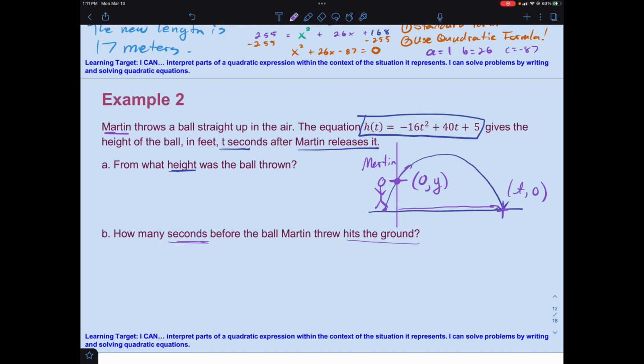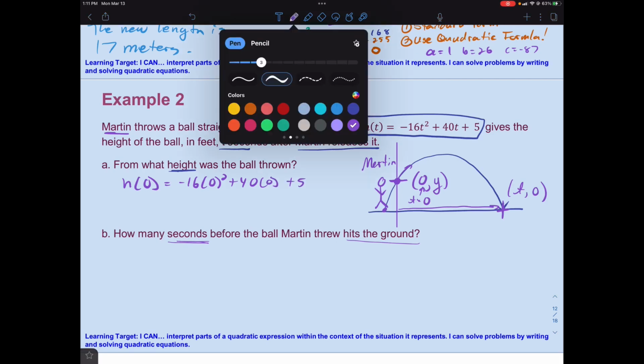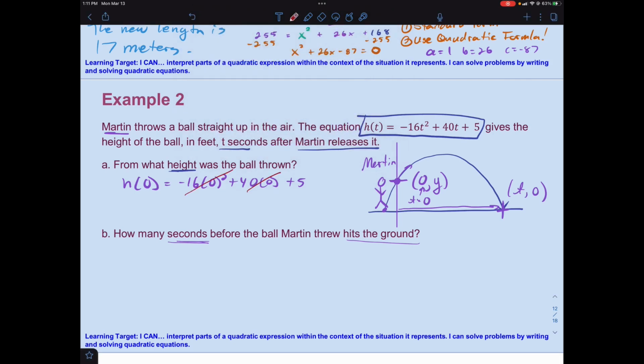So to find the height the ball is thrown, we can actually just let t equal 0. When time is 0, what is the height of the ball? So we're just going to plug 0 into our equation. Everywhere we see a t, we'll replace with 0. And if you notice, this cancels out and this cancels out, because whenever you multiply by 0, you get 0. So the initial height that the ball was thrown at was 5 feet.